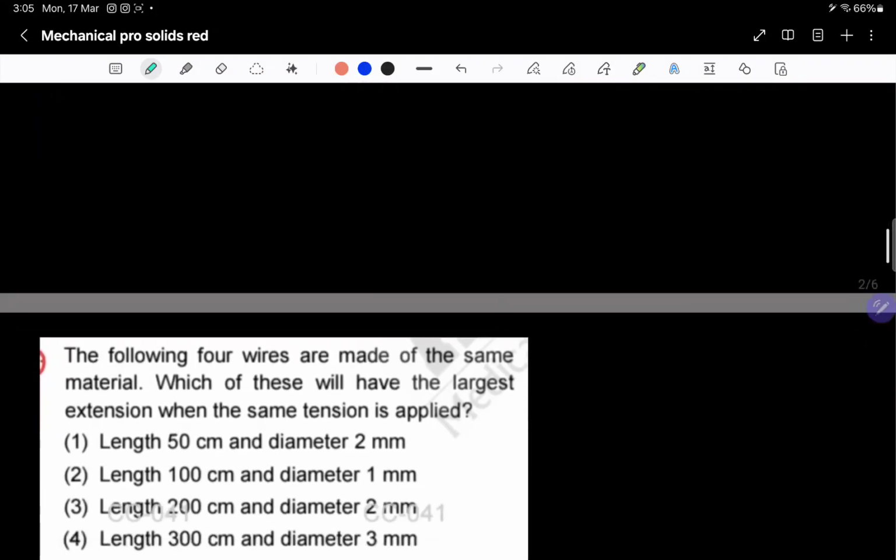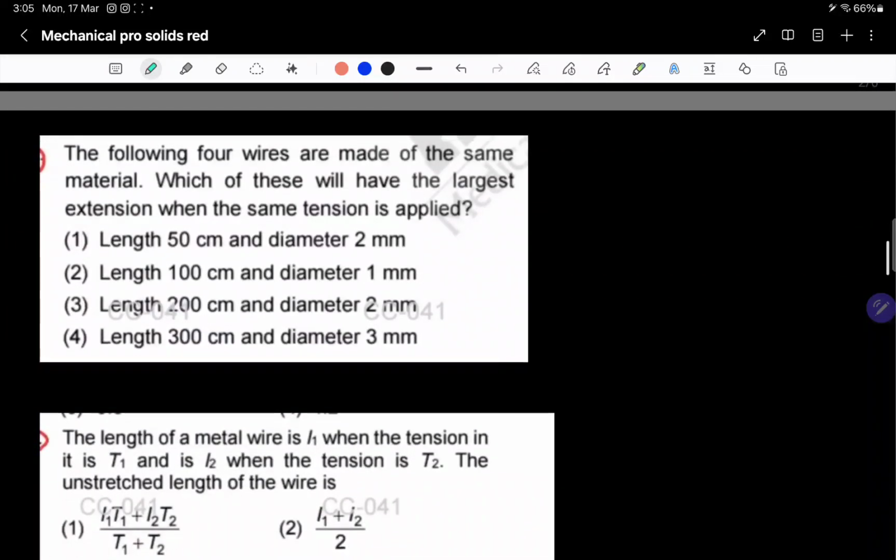Next, students. The following 4 wires are made up of the same material. Which of these will have the largest extension when the same tension is applied? These model questions are also asked 2-3 times. So Young's modulus Y equals F L by A into E. Elongation E equals F L by A into Y. So the 4 wires are made of the same material, so Young's modulus is the same. Which of these has the largest extension, elongation?